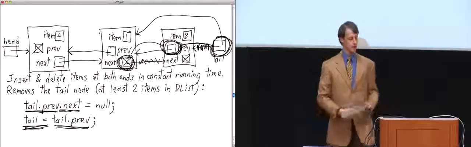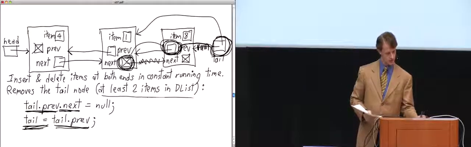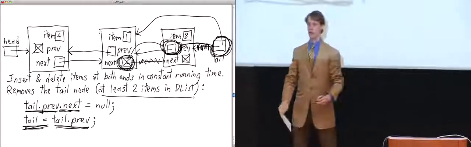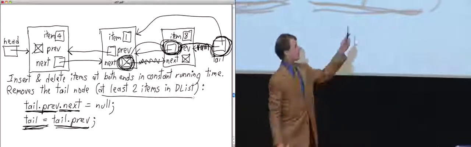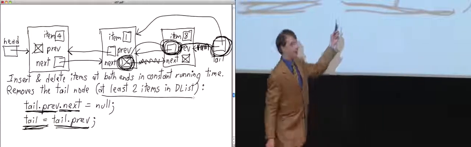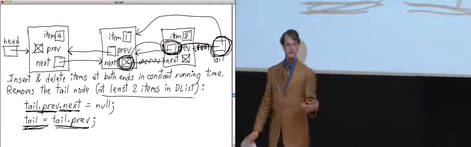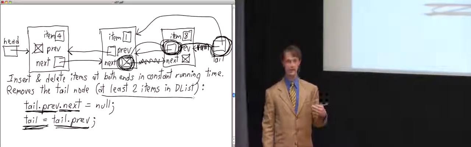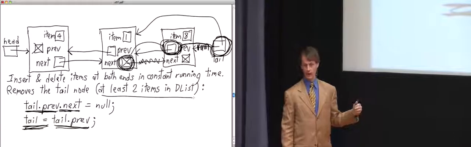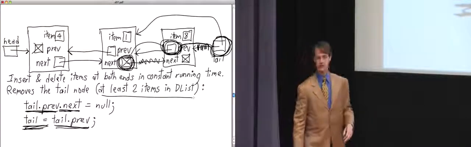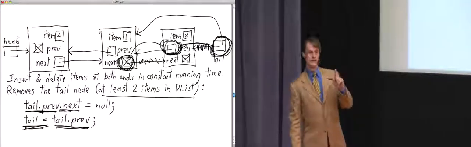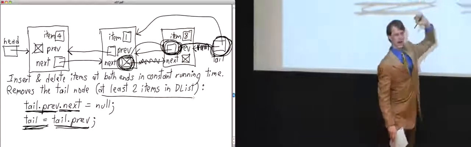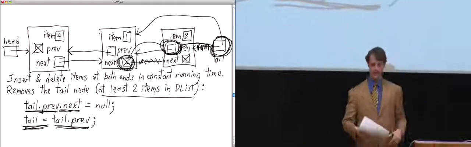Again, I want to emphasize that this only works if there are at least 2 items in the dlist, because there has to be a second last node for what I just wrote to work. And if you want a method that always works, even on lists of 0 and 1 item, you have to write special case code for the case where there's 0 items in the list. That code does nothing. And the special case where there's 1 item in the list, in which case you have to change the head instead of changing tail.prev.next. But I'll leave that as an exercise.